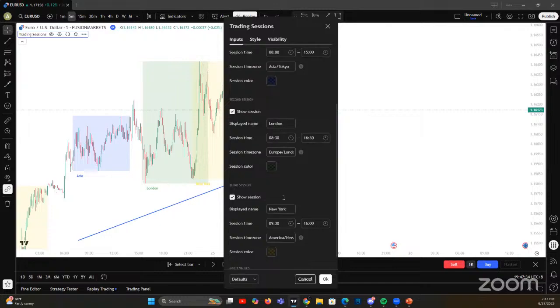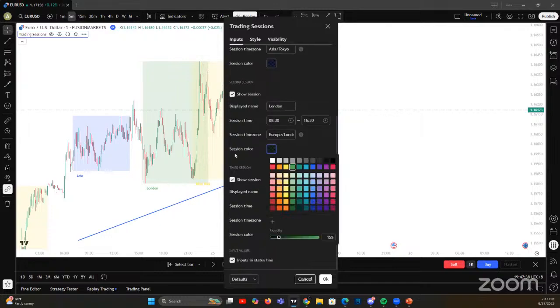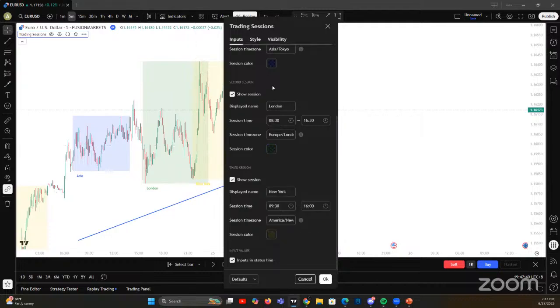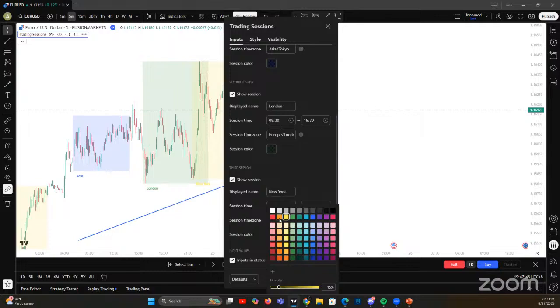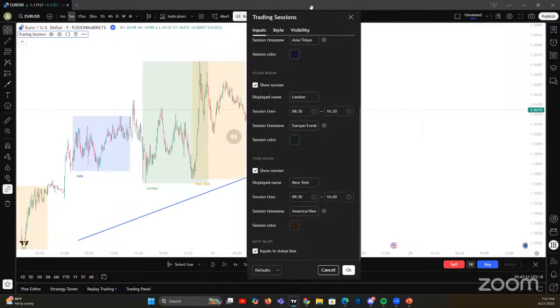Okay, you can change this blue. London will be there. New York, I change it to yellow. You can change the color here, session color. Now it's green. This is blue for Asia and yellow. Or let's change it to orange. Maybe it's better like that. I don't know. That's it, my friends.